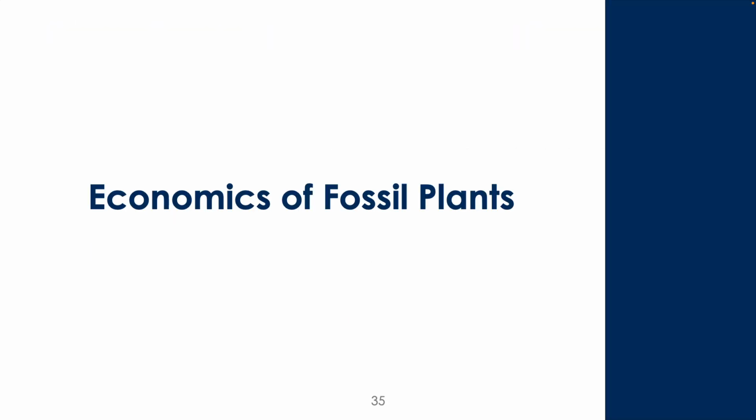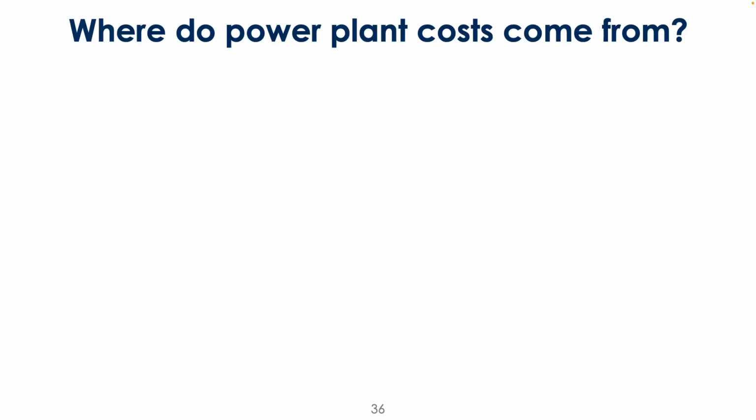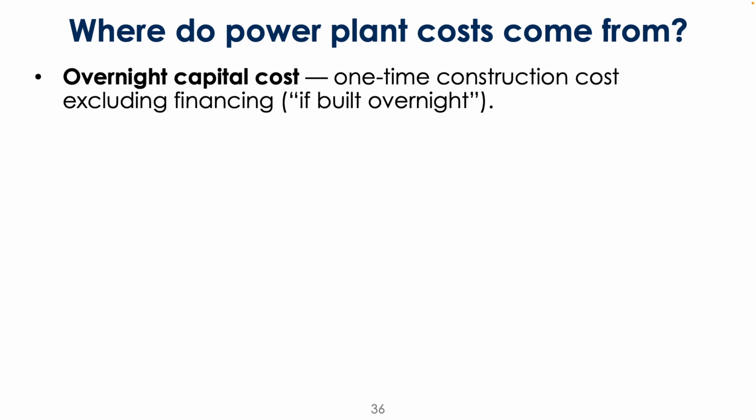Okay, and now we'll talk about some of the economics of these things. So where do the costs of power plants come from? There are different components of cost when we think about economics. Overnight capital cost is a number that we talk about in terms of a one-time build that excludes the financing, which can muddy the waters a little bit when we think about the economics of power plants. This is what the cost would be if you just built it overnight.